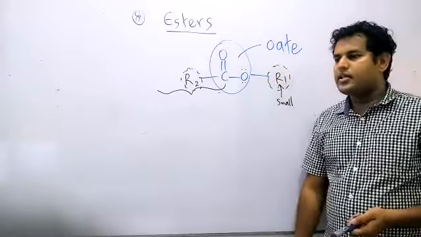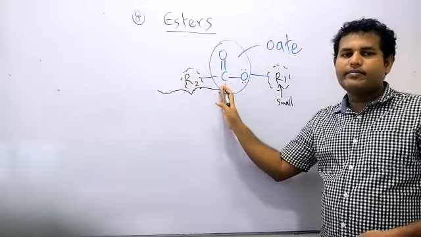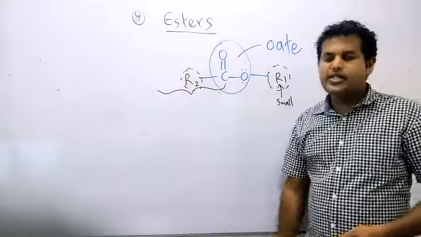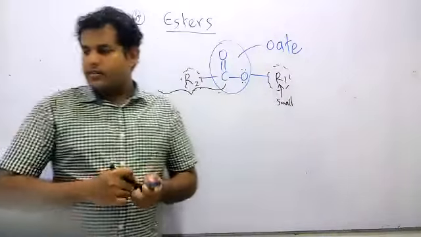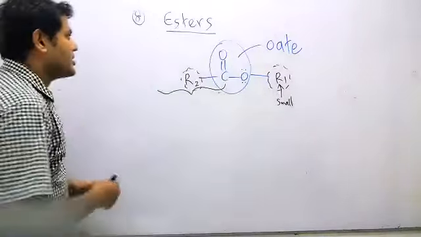This part is only given by "oate". Can we keep hydrogens on either side instead of R groups? No. If you keep hydrogen here, this will become a carboxylic acid. And if you keep hydrogen here, it will become an aldehyde. So you can't use hydrogens instead of R groups in this notation. Okay. So, the first ester.